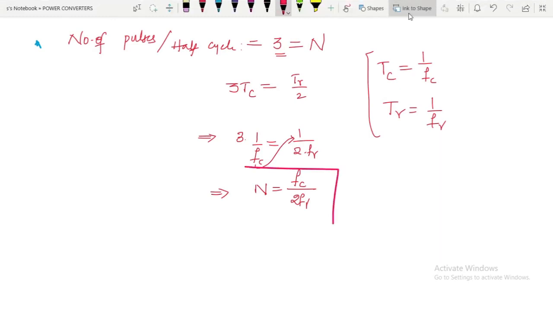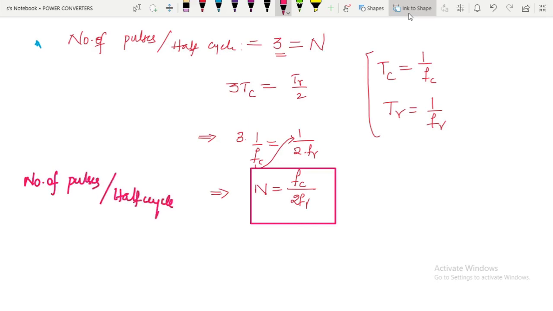We have derived the expression for the number of pulses per half cycle, and we denote it with n equal to Fc by 2 Fr. Okay, so this is an important factor here.